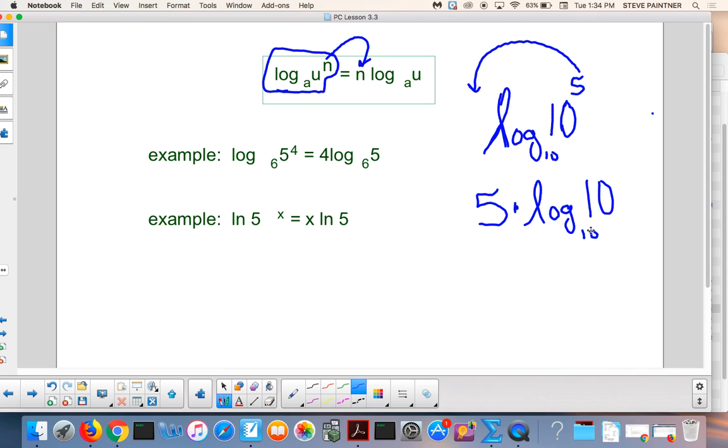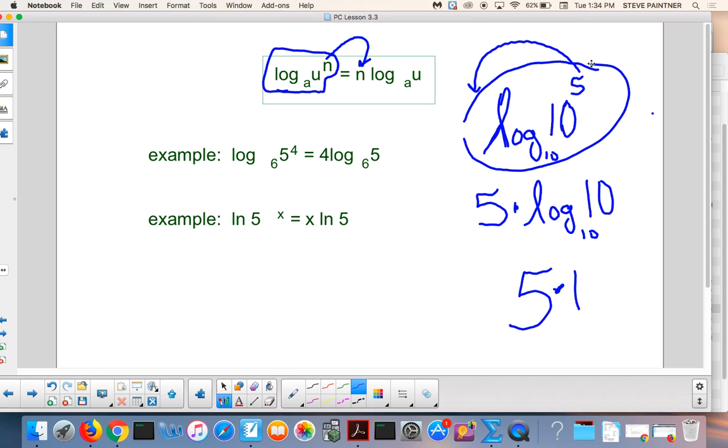Now answer this question. What's log of 10? 1 times what? 5. You told me the answer was 5 up there. It's still 5. Even by using properties, I still get 5. So the property works. If you knew the answer, would you have done this? No, nobody's going to do that. But I'm trying to prove that it does work.